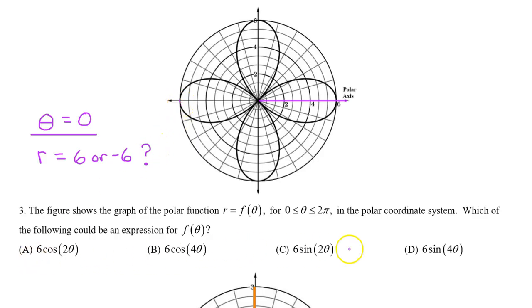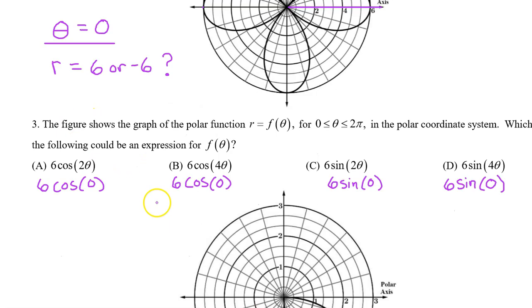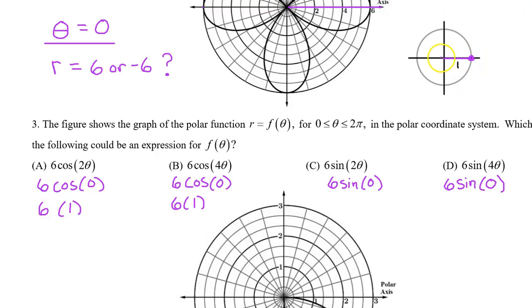So we are looking for the expression that will give us an r value of 6 or -6 when we plug in 0 for theta. Plugging in 0 for theta gives us 6 cosine 0 for A and B and 6 sine 0 for C and D. Cosine is the x value on the unit circle, so the cosine of 0 is 1. So that gives us 6 times 1 for A and B, which is an R value of 6. 6 is one of the values we were looking for, so A and B remain as possible answers.